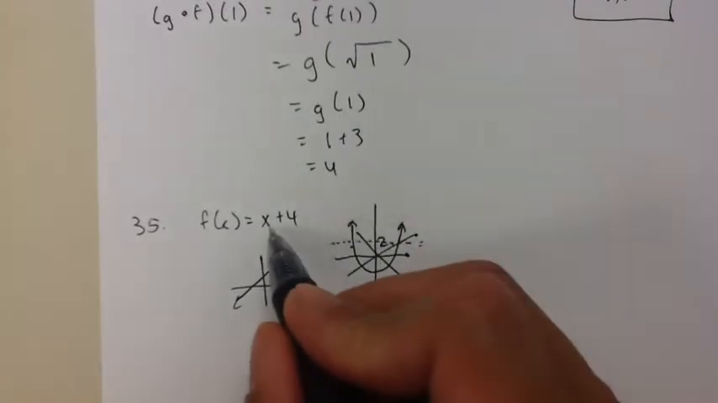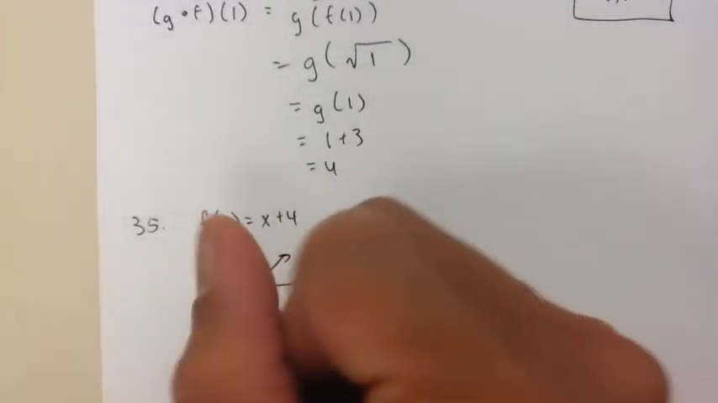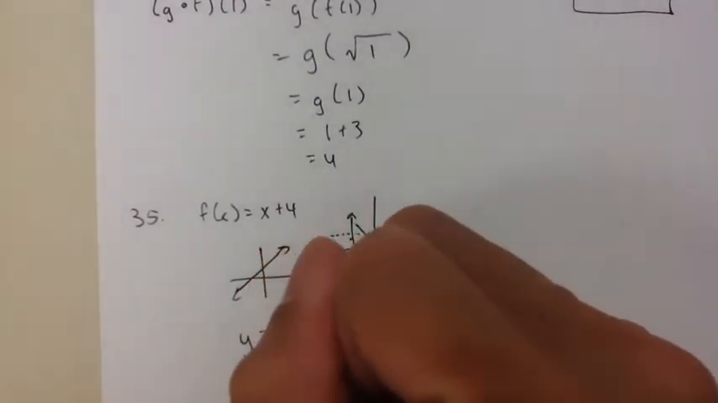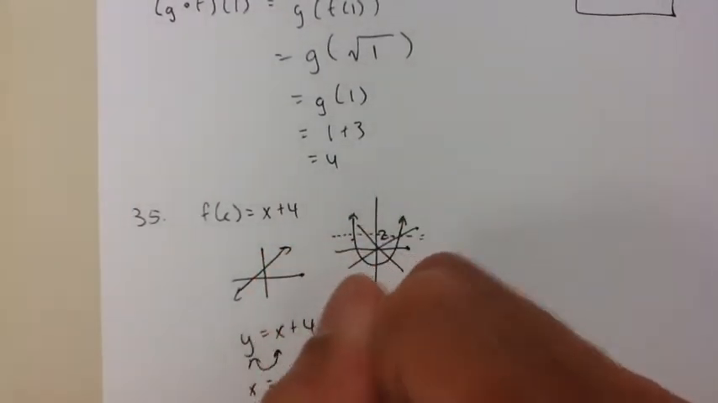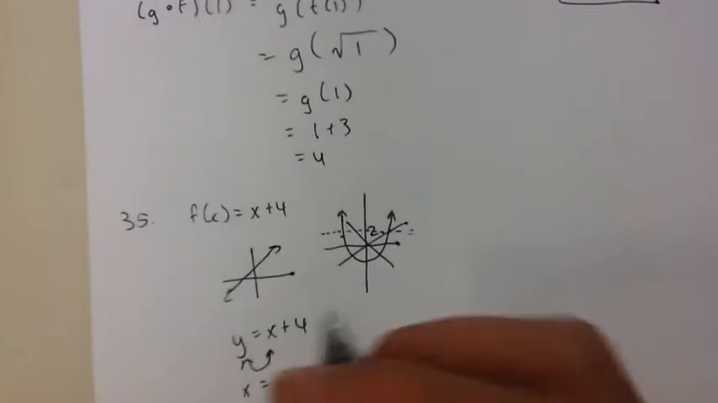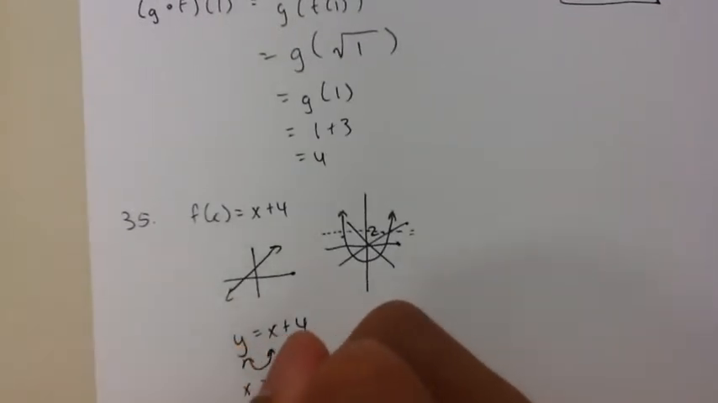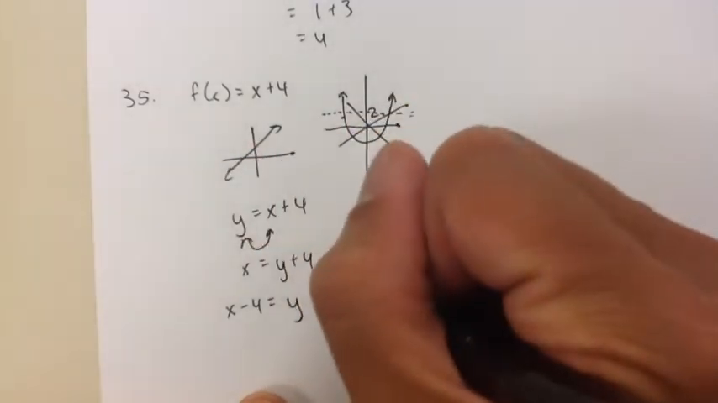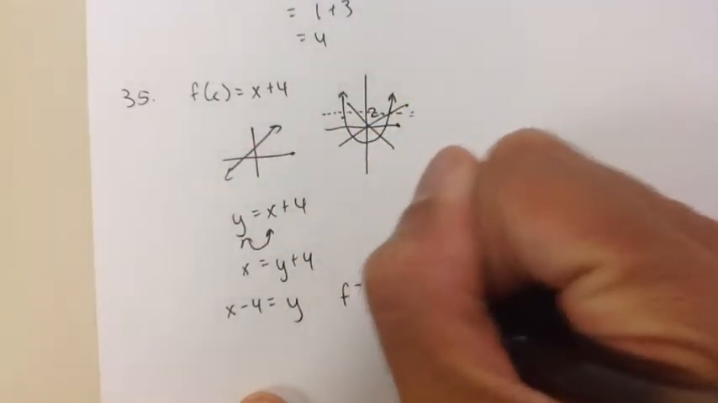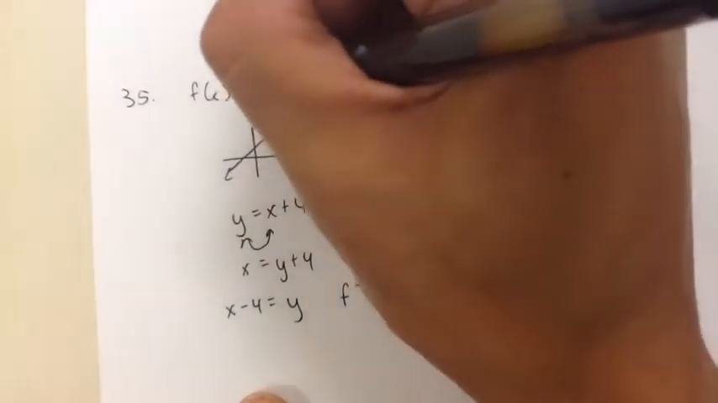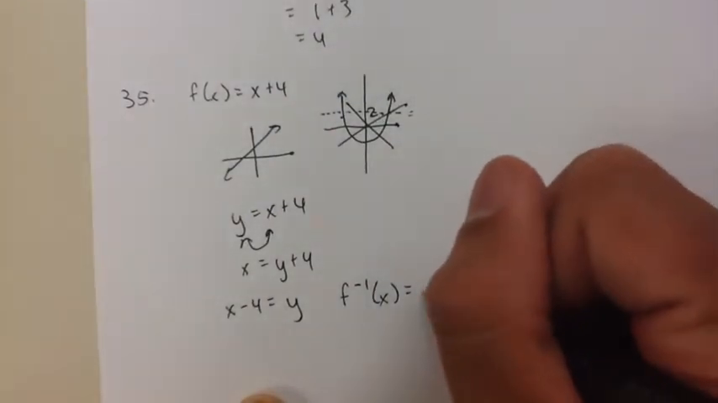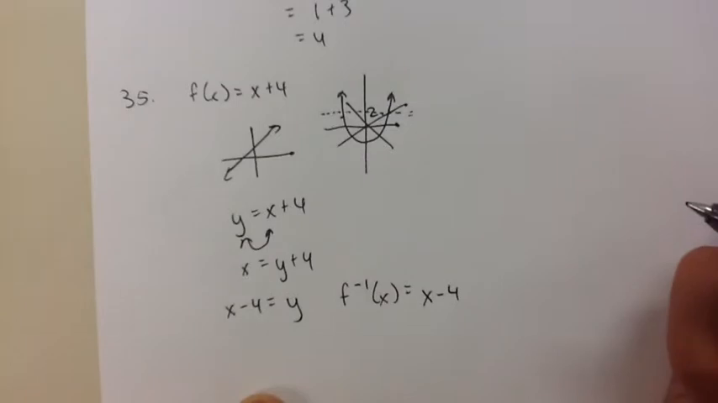So when you find a formula for the inverse, remember you replace the f of x with a y, these trade places, so x now equals y plus 4, then you subtract the 4 from both sides, and that is your inverse function. So the inverse function of x plus 4 is x minus 4.